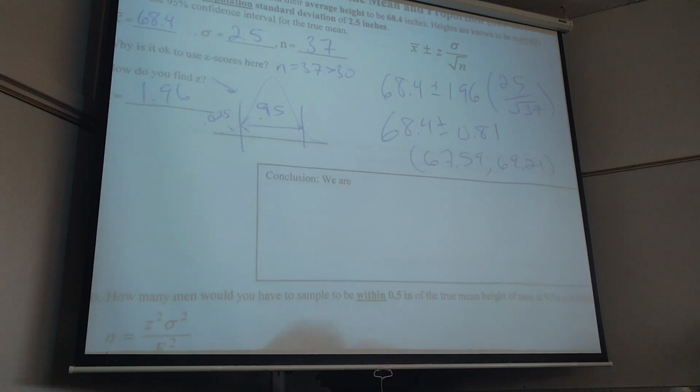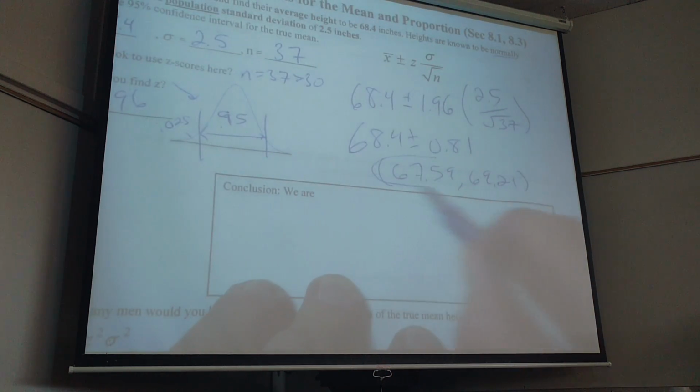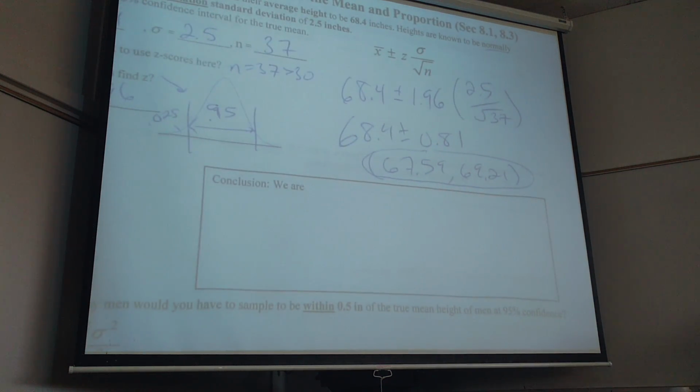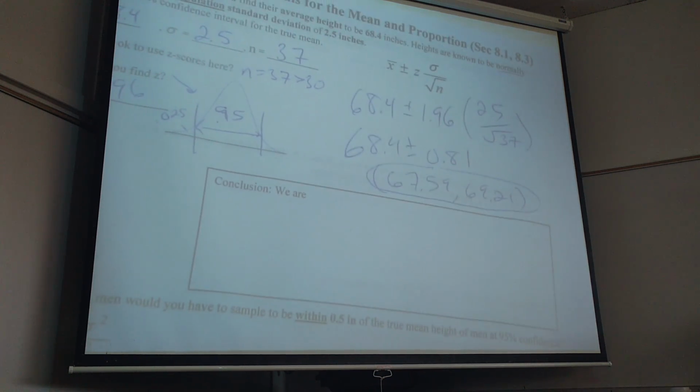So you guys are the very first one, this is what they get for the confidence interval. I get 67.59 up to 69.21. Cool. All right. They're giving you what areas you want to have.